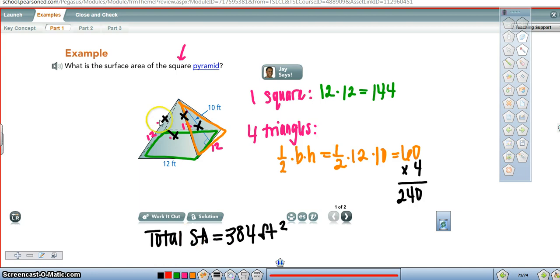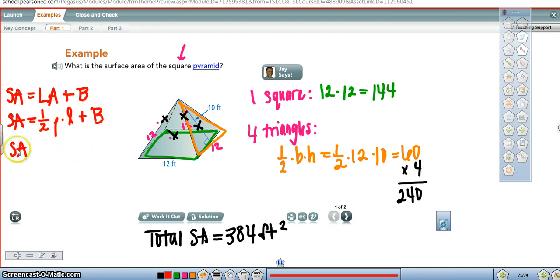Now, if you wanted to use the shortcut that the lesson is teaching you, you can find the surface area by doing the lateral area plus 1 base. The lateral area of a pyramid is always half the perimeter of the base times the slant height, plus 1 base. So half the perimeter of the base. Well, the perimeter of the base would be 12 plus 12 plus 12 plus 12 to go all the way around the figure.